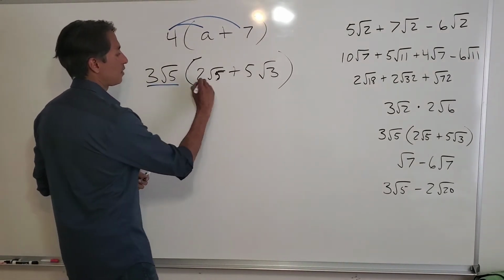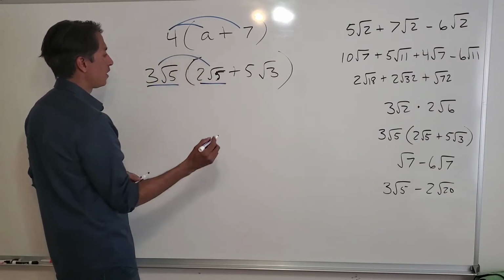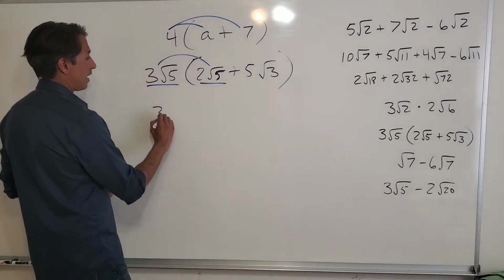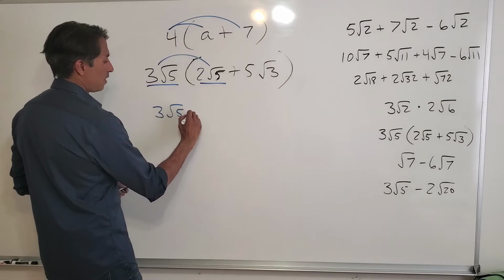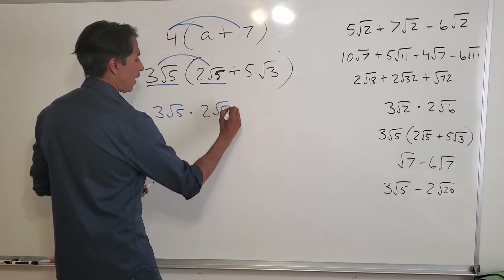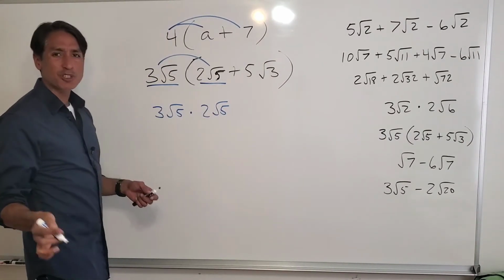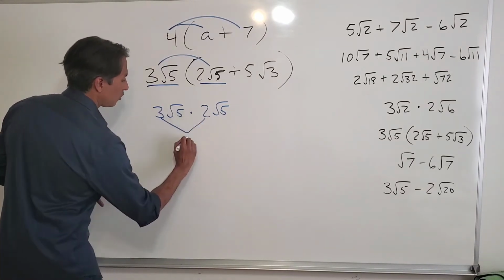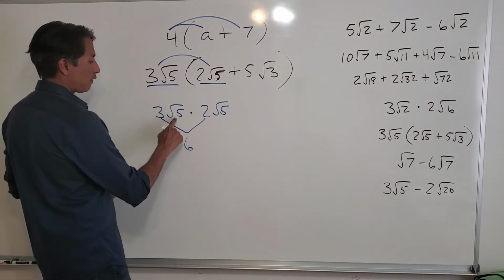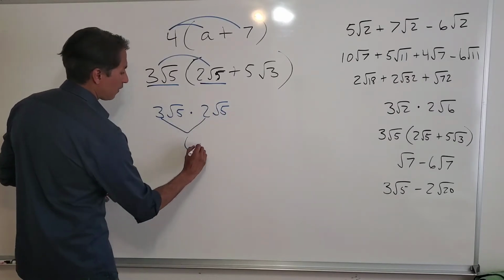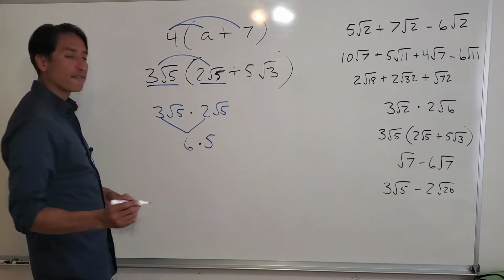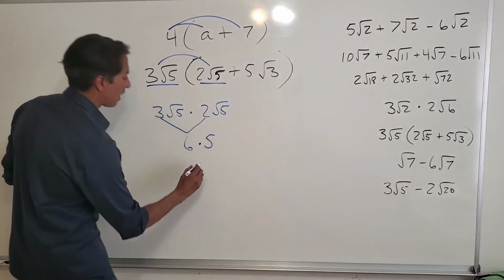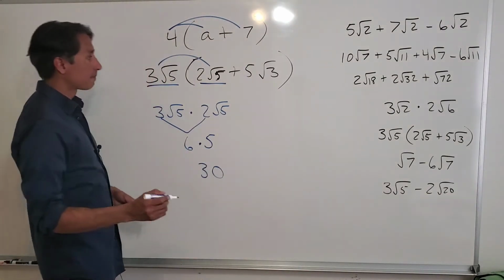3 root 5 times 2 root 5. Well, I'm going to write it out right here. I have 3 square root 5 times 2 square root 5. I like to multiply the numbers together first, but it's really up to you. 3 times 2 is 6. Square root of 5 times square root of 5 is 5. So in the first part, I end up with 30.